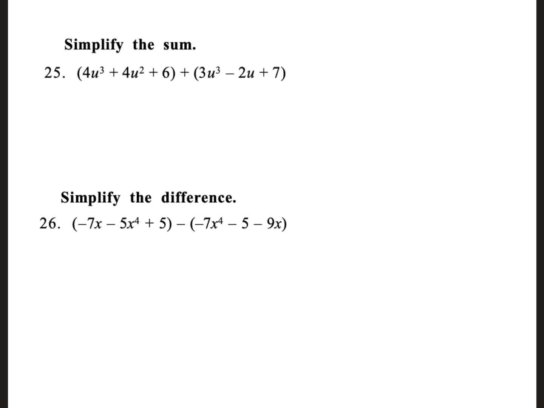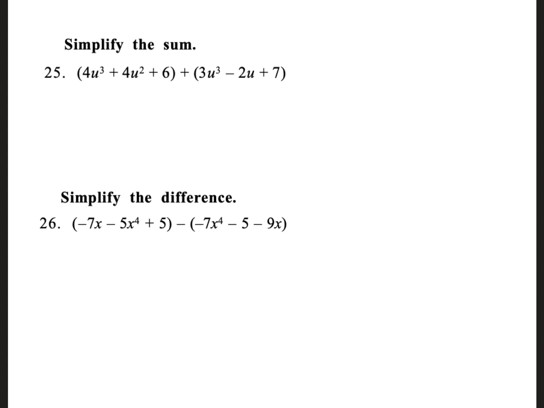Hello, in this video we are doing number 25 and 26 from your Try 1 Algebra 3 Final Review packet. We are just simplifying. The first one we're going to add, the second one we're going to subtract. So when we're adding, we're just combining our like terms. We're just putting together the things that look the same.